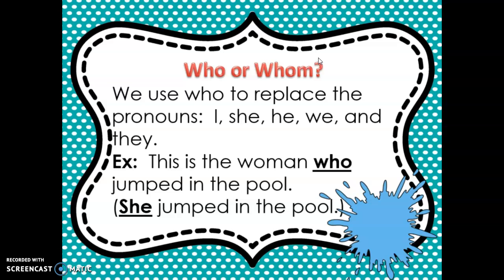That way it can help you when you're doing any of your activities. So we use who when you can replace it with the pronouns I, she, he, we, and they. So this is the woman who jumped in the pool. She jumped in the pool. So if I could say she jumped in the pool, you're going to use who.